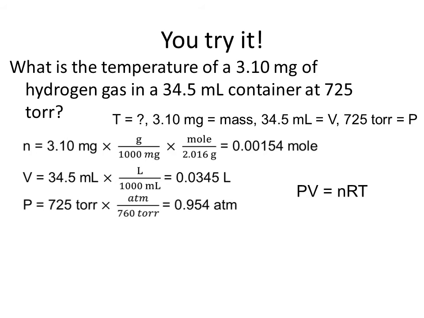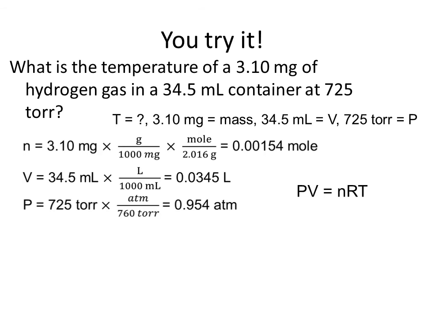And then this might have been a little trick for you. For hydrogen gas, remember hydrogen comes as a diatomic molecule, so my molar mass would be 2 times 1.008 grams, giving me a molar mass of 2 grams. Sometimes students forget that. It's easy to forget. That gives me 0.00154 moles.